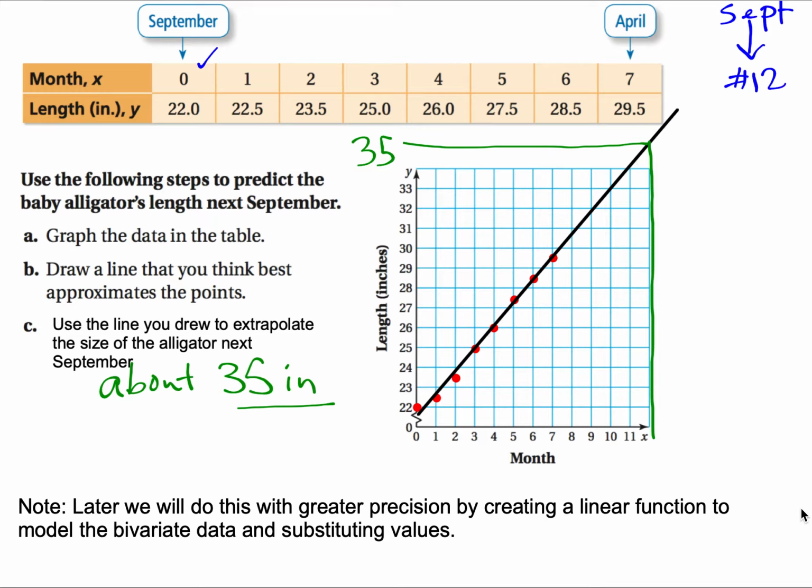Later, we will do this with greater precision by creating a linear function to model the bivariate data and substituting values. Don't get too worried about this. You just pick a couple of points, you do your slope, you do your y equals mx plus b, you plug stuff in, you solve for b, and then you can write your function. Just like we did in Unit 4 and in Unit 5. It's back in Unit 8.